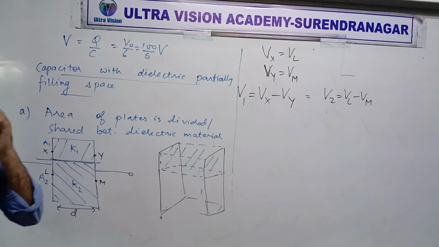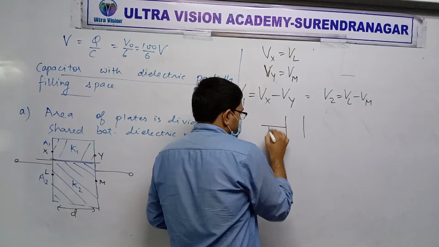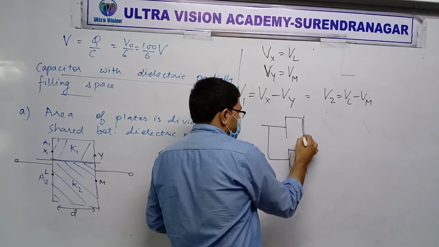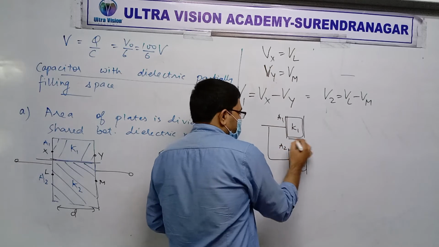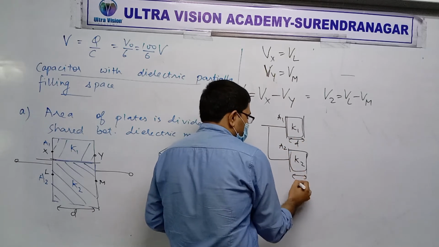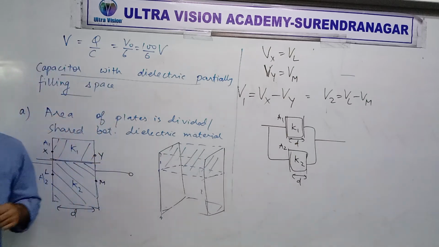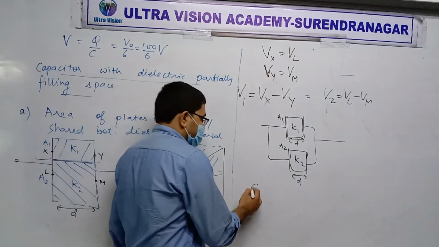Got it? Okay, so now a new circuit. So this is the first capacitor, here is the second capacitor. This is completely filled with K2, this is completely filled with K1. This has area A1, this has area A2, but the distance between the plates is D for both of them. Did you get that? Sure. So in parallel, how do we find C equivalent?